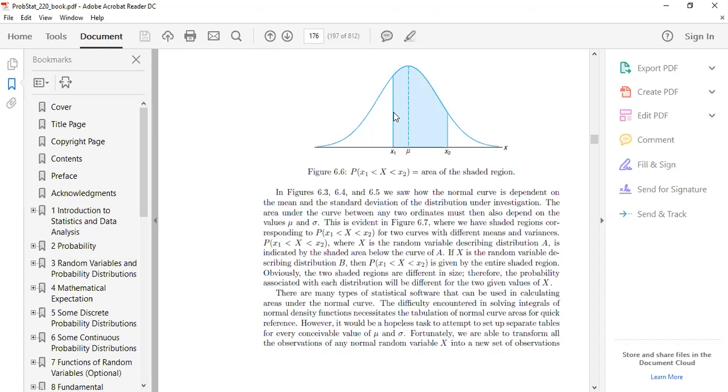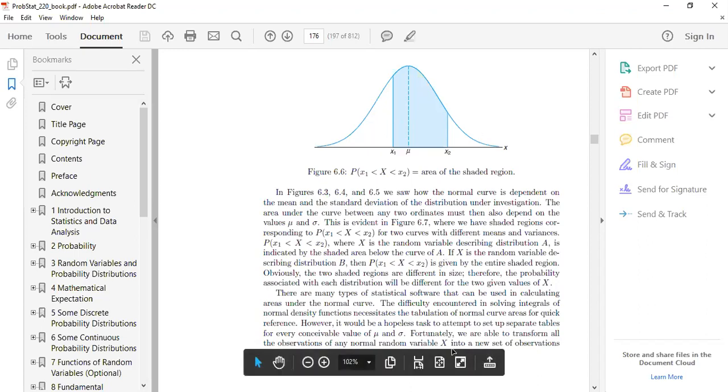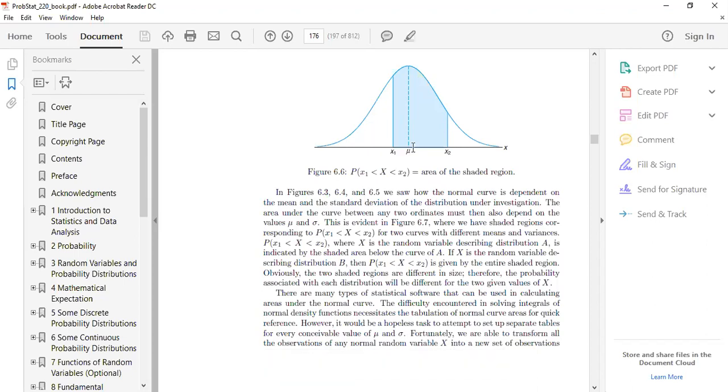a new set of observations, and that new set of observations is called the standard normal distribution, that is, the normal random variable z. So the normal random variable x, capital X, is to be converted in terms of capital Z. Here your mean value could be anything, but when you convert this normal distribution, I mean to say, the random variable x lying between x1 and x2, right?